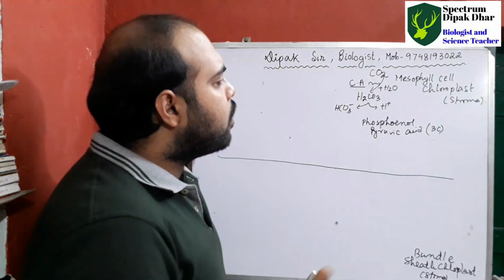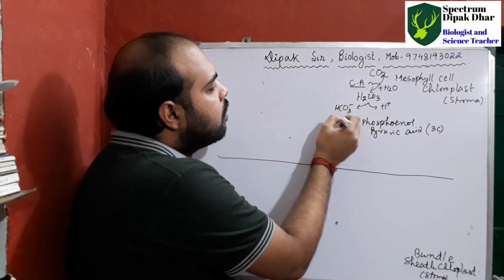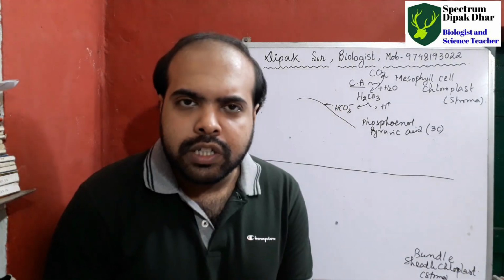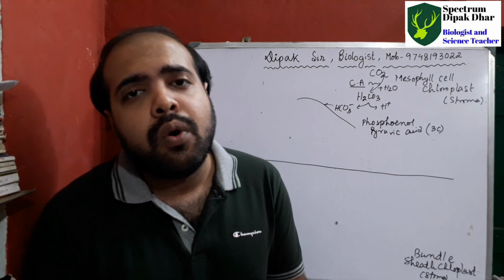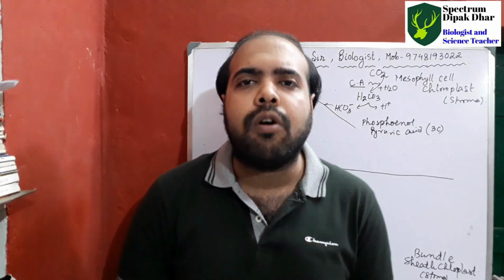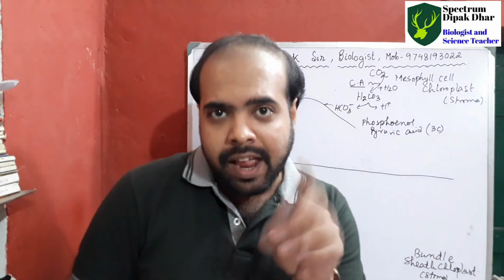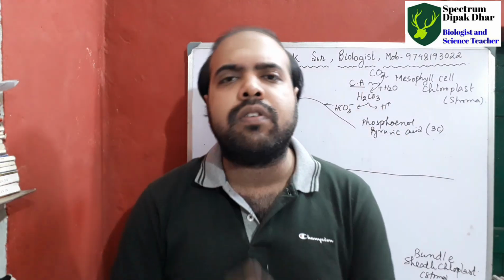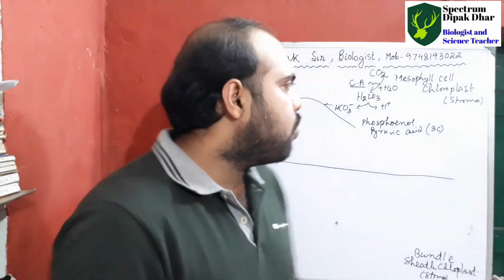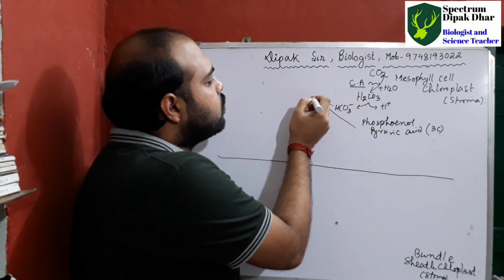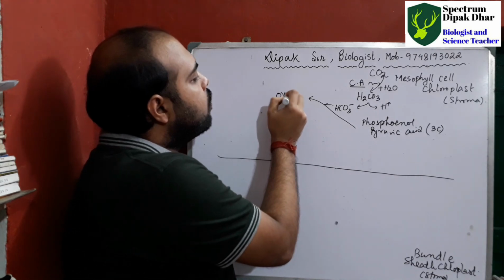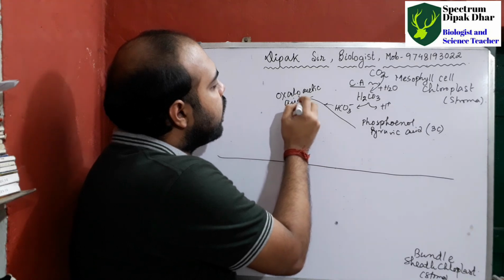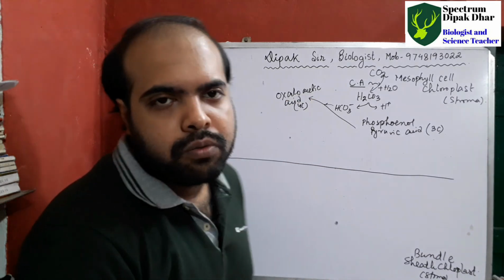Now phosphoenol pyruvic acid will be reacting with the bicarbonate ion to form oxaloacetic acid, the first stable compound in case of C4 plants, and as it possesses 4 carbon in its structure, the whole process is known as the C4 cycle. So the first stable compound will be oxaloacetic acid, and it is a 4-carbon compound.